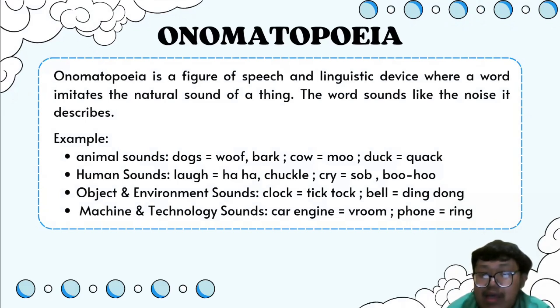Then we have onomatopoeia. Onomatopoeia is a figure of speech and linguistic device where a word imitates the natural sound of a thing. The words sound like the noise it describes. There are four types of onomatopoeia. The first is animal sounds. Dog is woof or bark, cow is moo, duck is quack. And then there are human sounds. Laugh is haha or chuckle, cry is sob or boohoo. And then there are object and environment sounds. Clock is tick-tock, bell is ding-dong. And then there are machine and technology sounds. Car engine is vroom, and phone is ring.